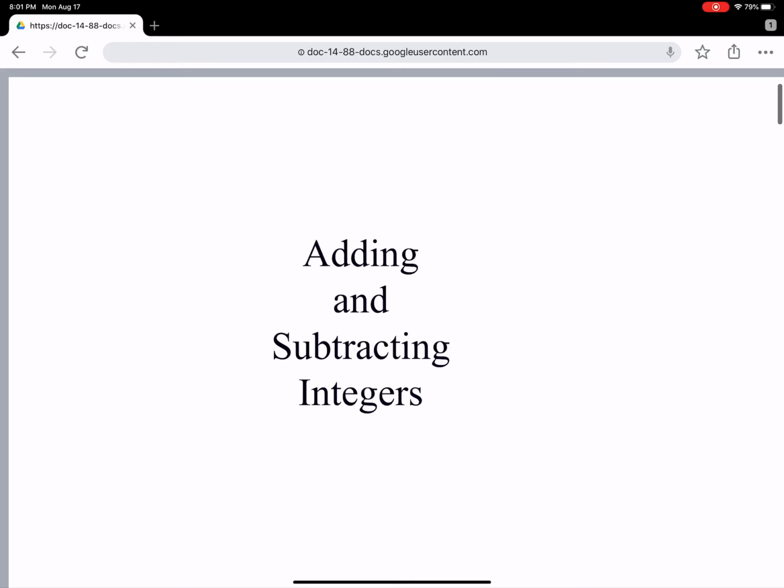All right, second unit. So today we're going to be adding and subtracting integers. Now remember, an integer is any positive or negative whole number and 0, okay? So 0 or any positive or negative whole number.